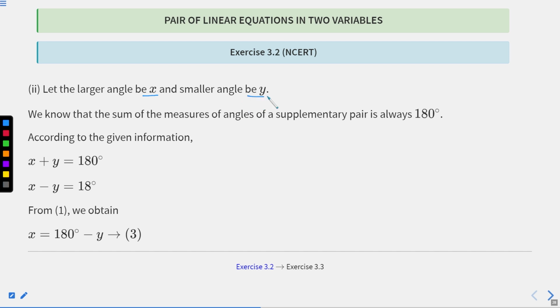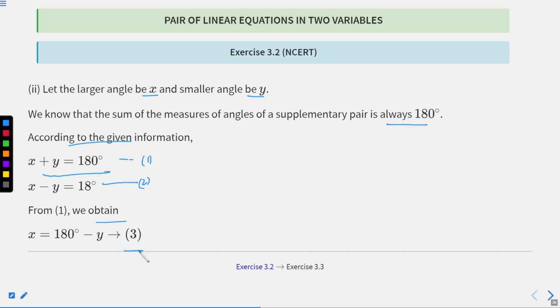So we know that the sum of the measures of the angles of a supplementary pair is always 180 degrees. So according to the given information, x plus y, this is equal to 180 degrees, and x minus y, this is equal to 18 degrees. So we get these two linear equations, naming this equation 1 and this equation 2. And now from 1 we obtain x is equal to 180 degrees minus y, and naming this equation 3.